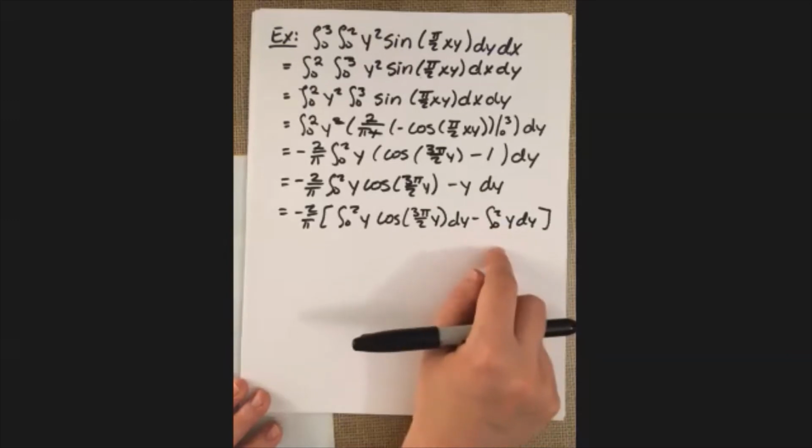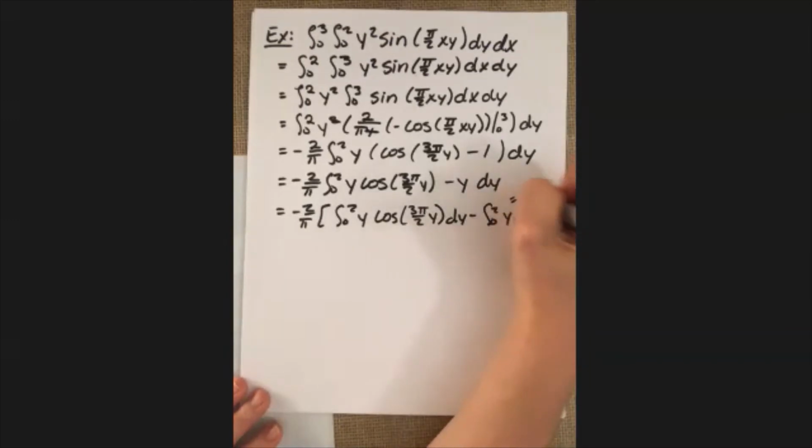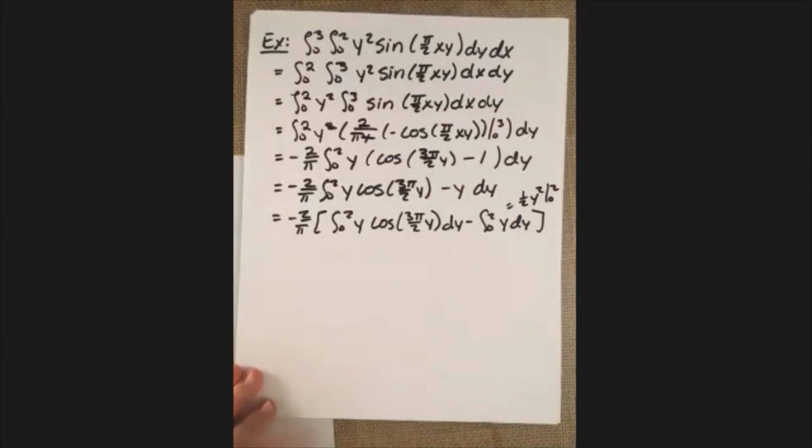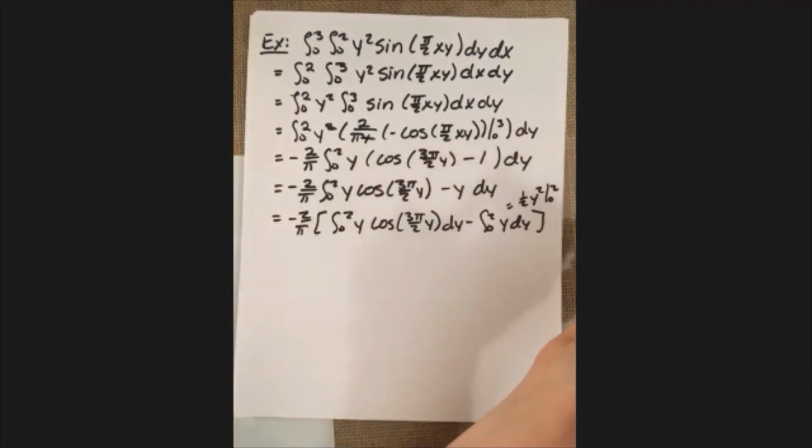This piece right here, quite simple. That's just 1/2 y squared evaluated from 0 to 2. Piece of cake. This piece right here is going to take integration by parts. I'll walk through that in case you're a little bit rusty, but it's just a y. It's the only variable there. Exact same process as what you learned in Calc 2. So let's go through that.